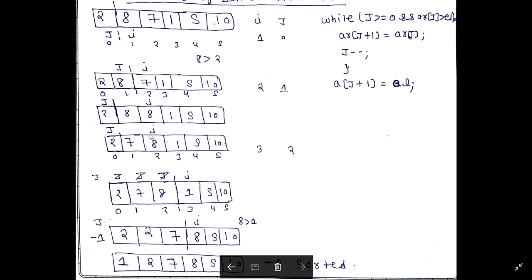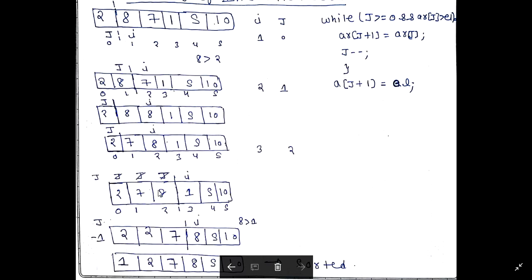Now we again increment i. Now i is pointing to 1, and j is pointing to 8. Now see, this will make you understand pretty clearly. Now 1 is smaller than 8, so we put the value of 8 here.